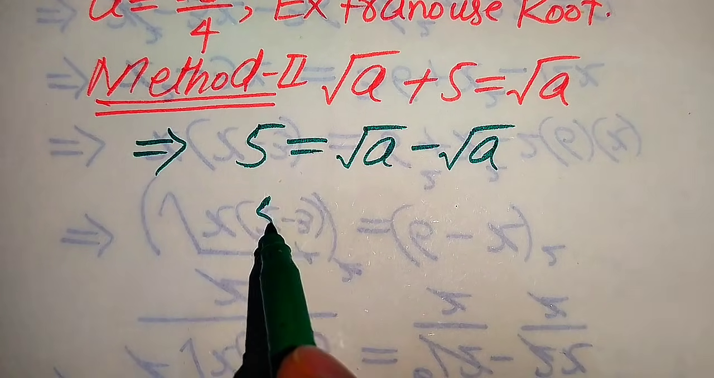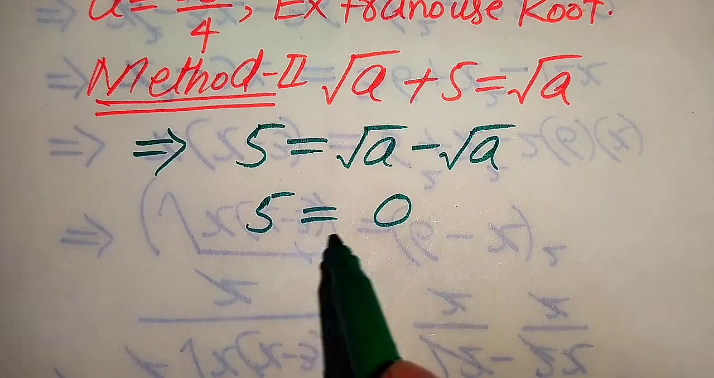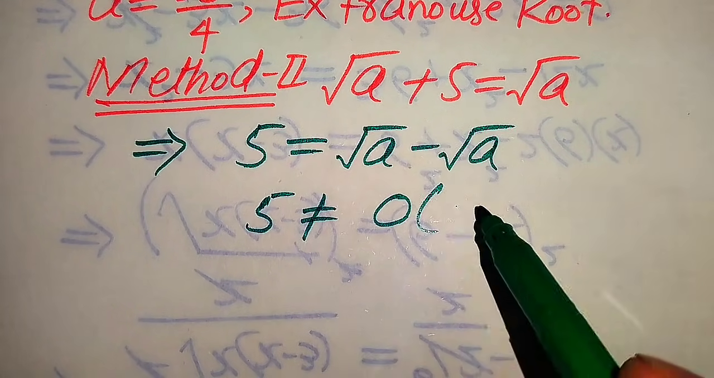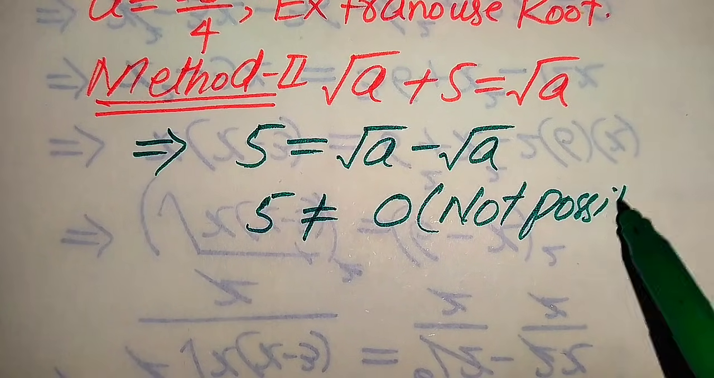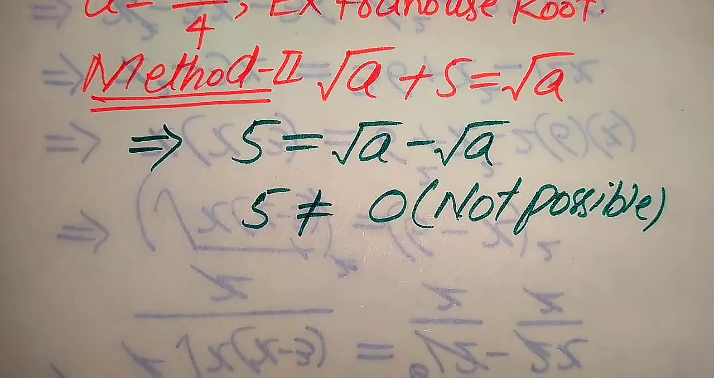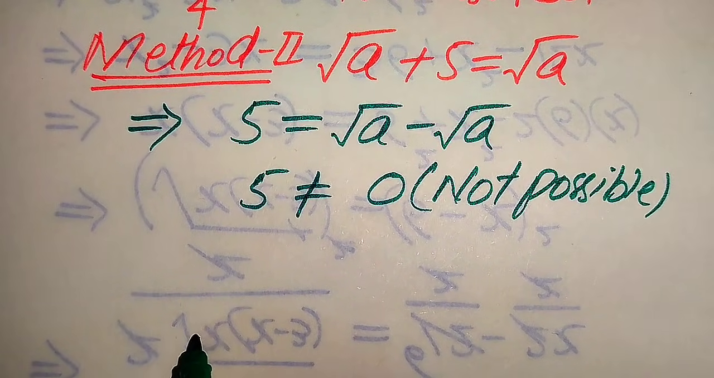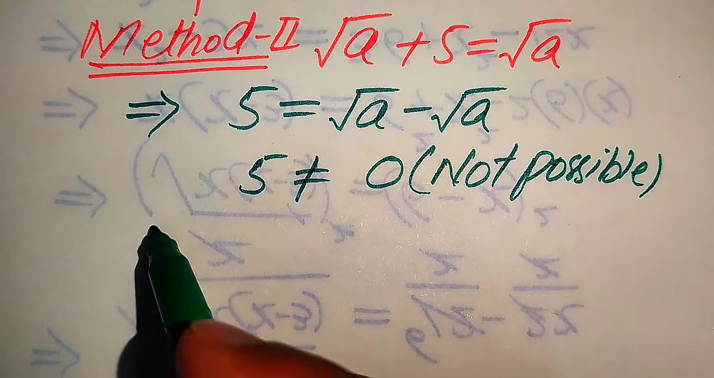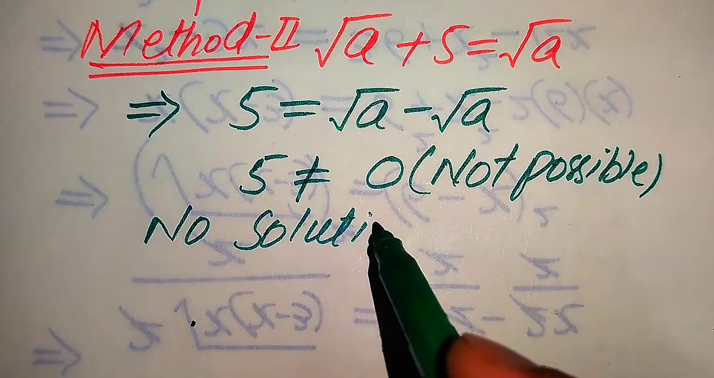These two are cancelled out by each other, and we get 5 is equal to 0. And here you see that 5 is not equal to 0 in general, or in other words we say that it is not a possible case. So it is not possible that 5 equals 0. This means that in the second method we cannot get any value of a which satisfies our given question statement. So we finally conclude that this question has no solution in general.